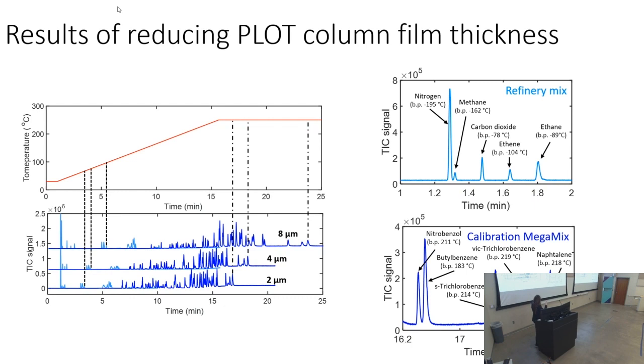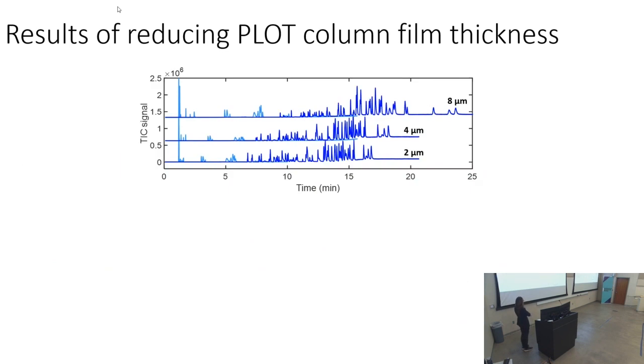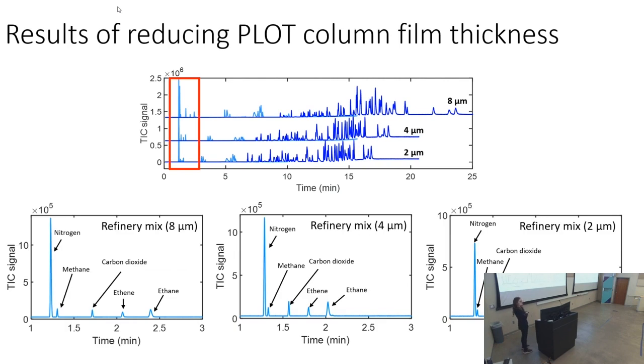And just to show you how light the analytes are in the refinery mix, at the beginning we are really separating the nitrogen and methane and carbon dioxide. So those are literally gases. And then on the higher end of the calibration megamix, we're going up to naphthalene, which has a boiling point of 218. And what's really impressive about this, yes, they're going down in temperature and that's cool and all, but also we're not losing the retention of these very light analytes.